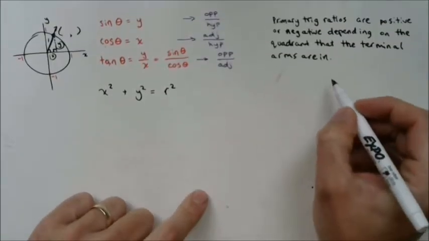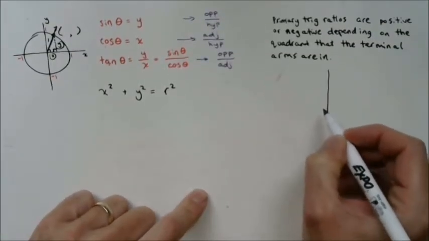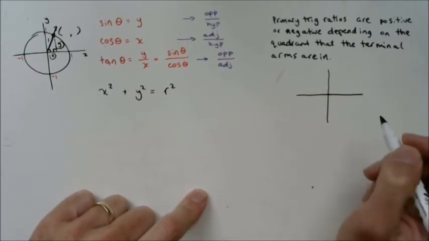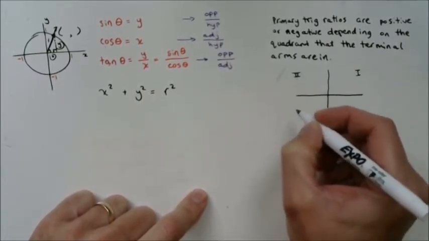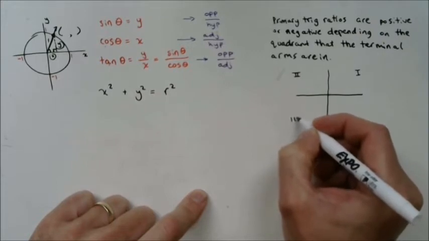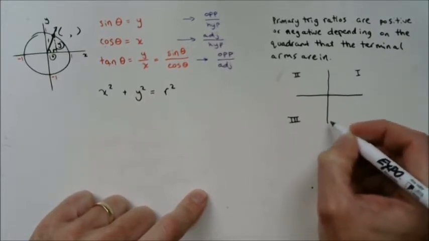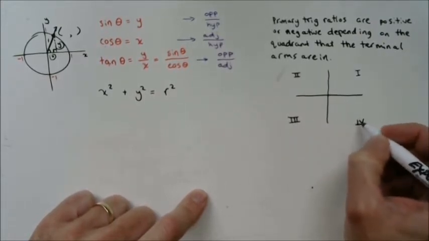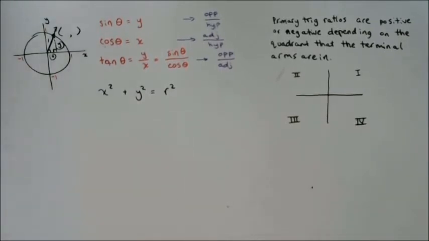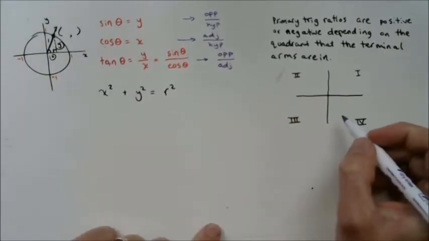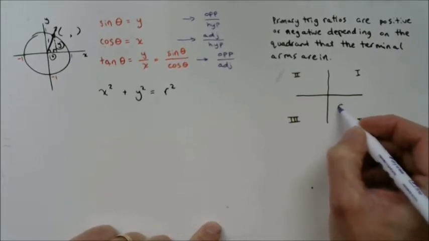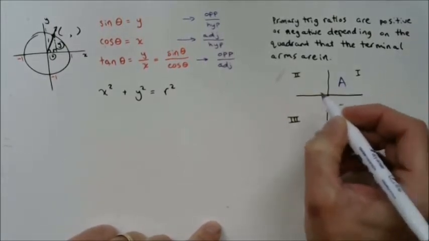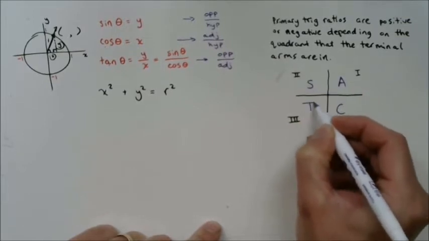So let's explain what that means. We'll draw a little Cartesian plane, and we've got our 4 quadrants. We've got quadrant 1, quadrant 2, quadrant 3, and quadrant 4. And if we're using cast, it's really easy. It's starting in your 4th quadrant, C, A, S, T.